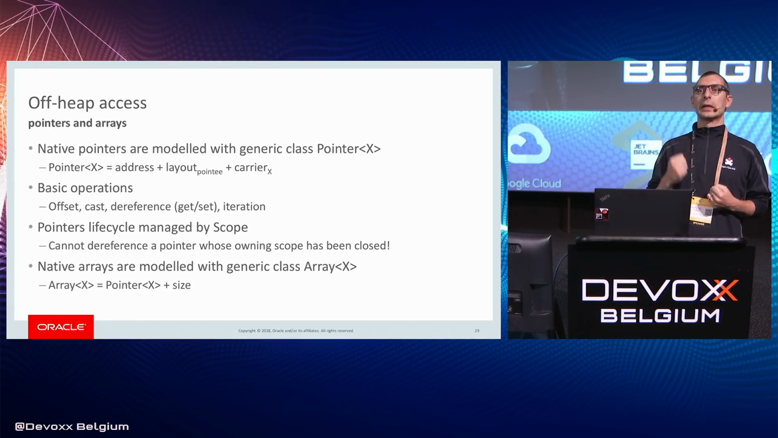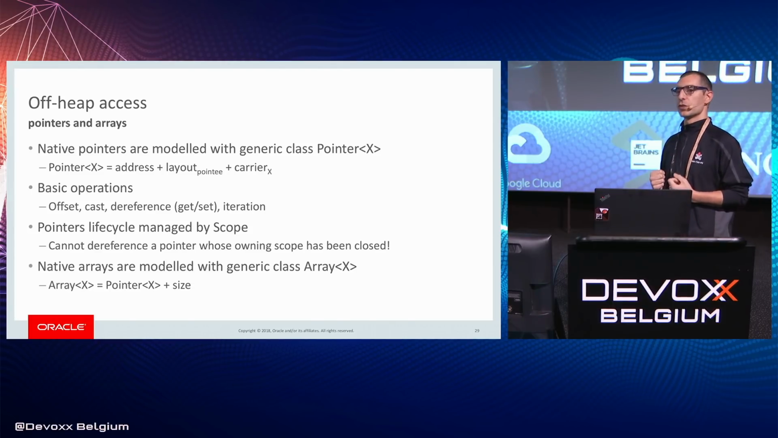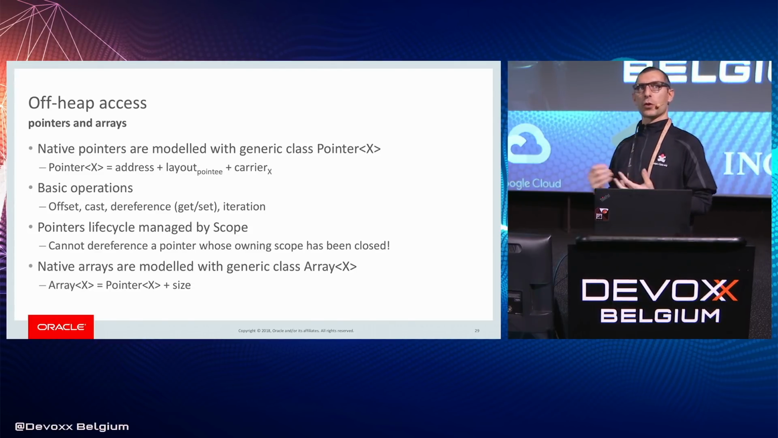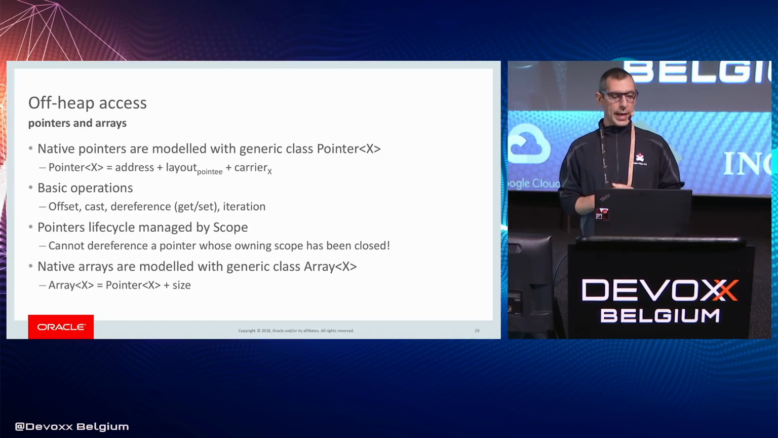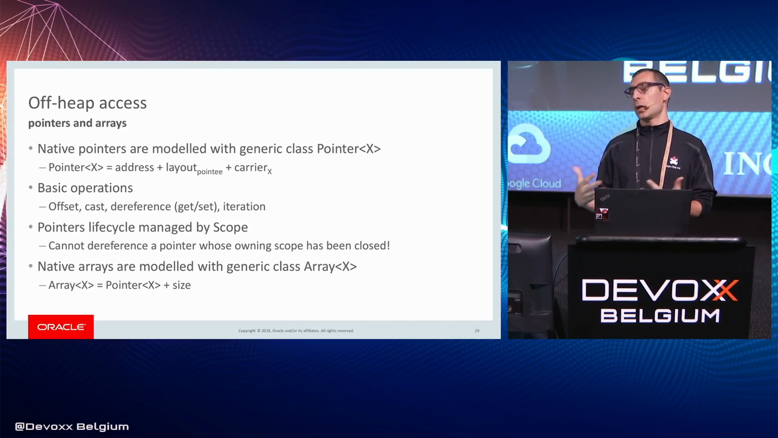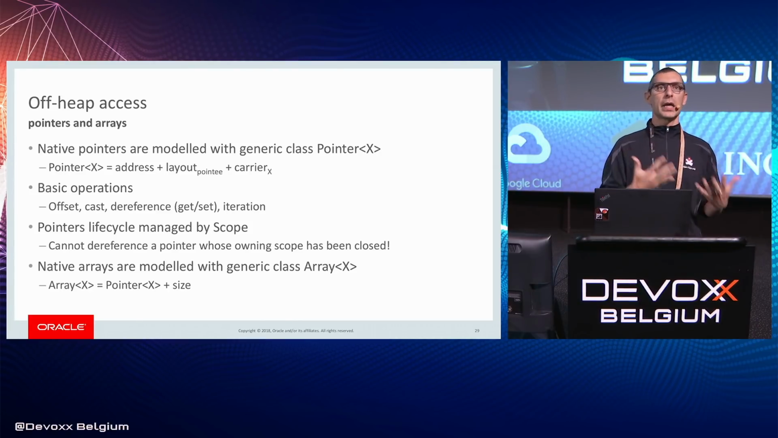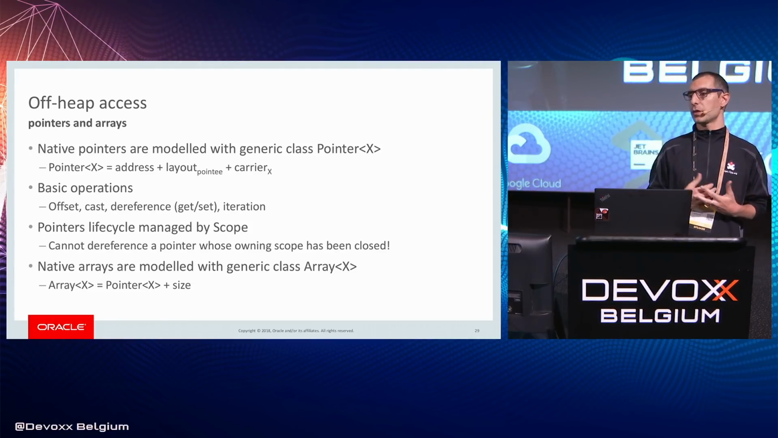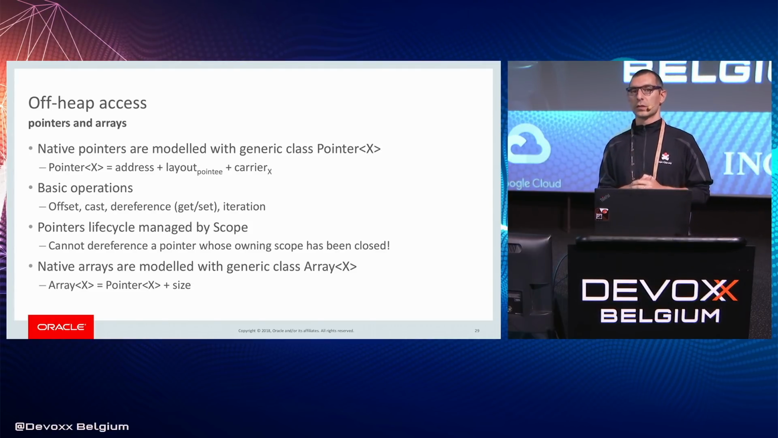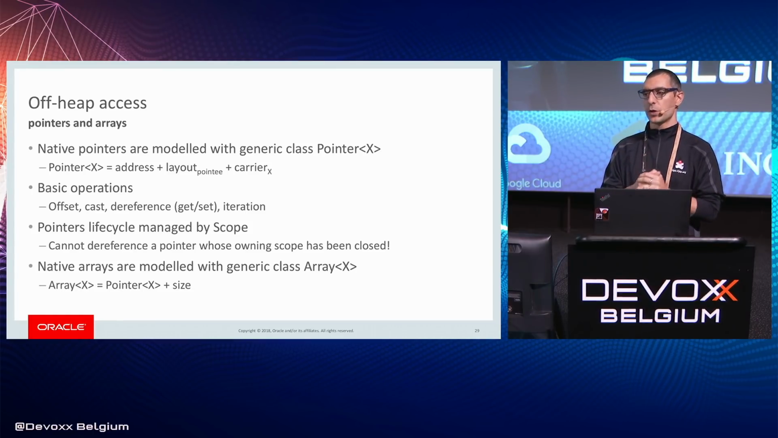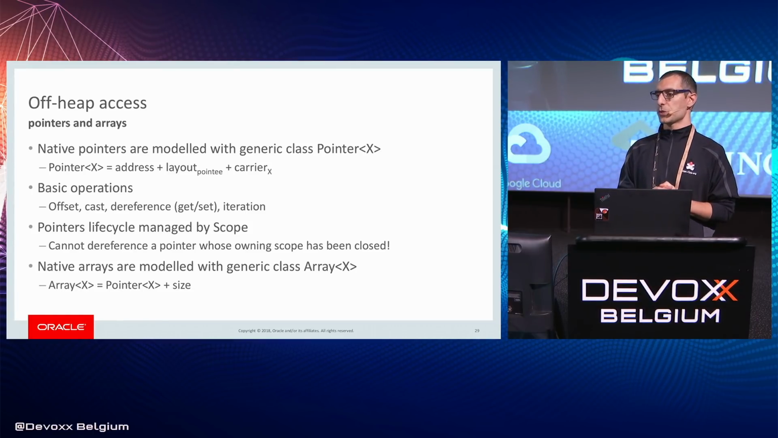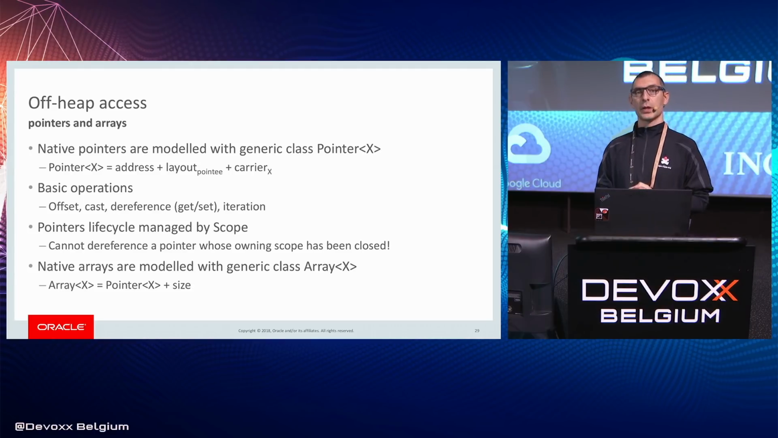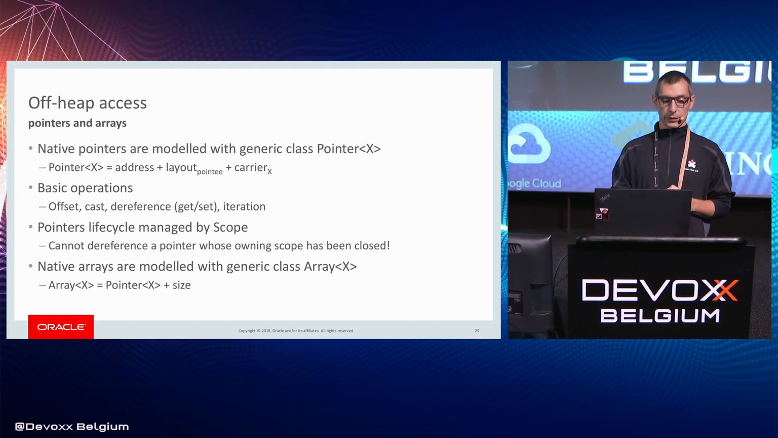There's also a fourth hidden piece of information, which is the scope. All the pointers come from a given scope, and that acts as an ownership model, really. So you can only dereference and use pointers if the owning scope is still alive. If you already closed the owning scope, then every operation on the pointer will throw an exception. So that's how we achieve safety with Panama pointers.